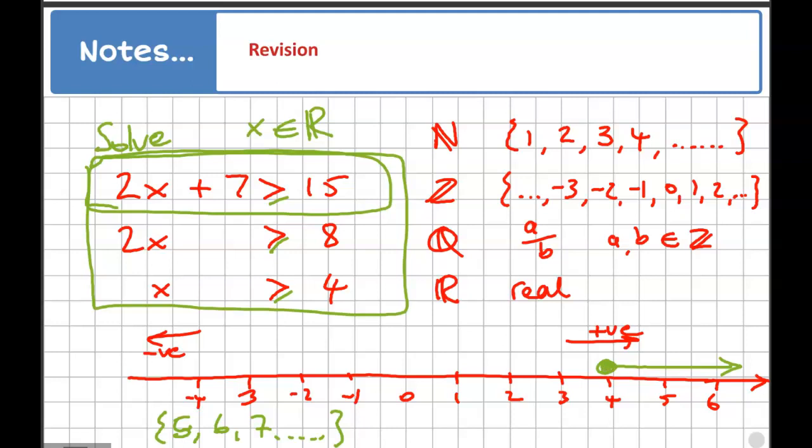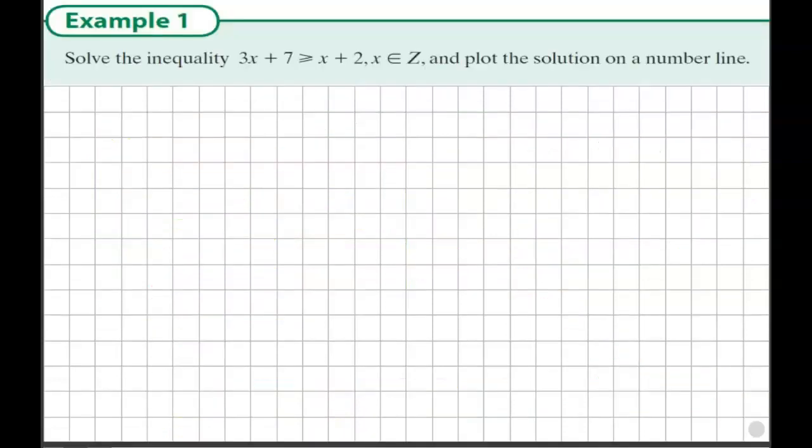So that's your revision, I suppose, from your work on Junior Certificate. So what I'm going to do is go through some examples and explain them fairly quickly, hopefully. You'll just remind yourselves. So here's the first example.